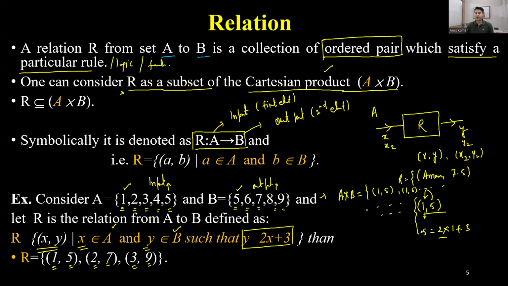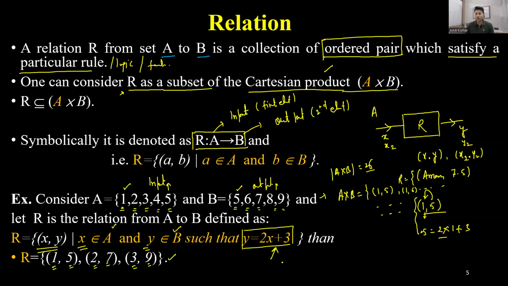What will be the total number of elements in A cross B? A has 5 elements, B has 5 elements, so A cross B will have 25 elements. Out of these 25 elements, choose those ordered pairs which satisfy the condition y equals 2x plus 3. So this is how we can define R.